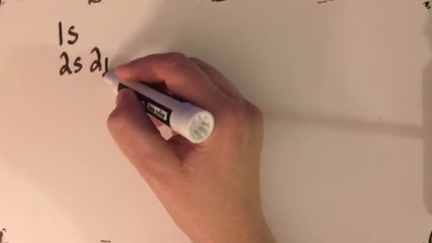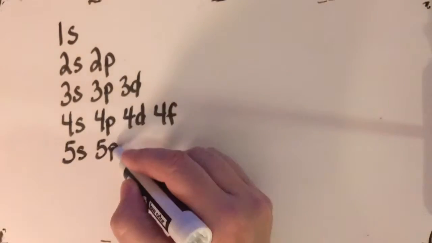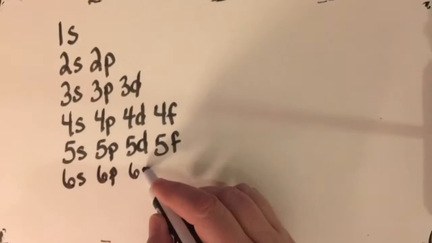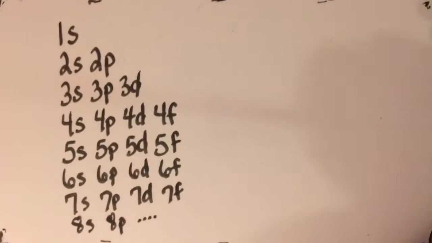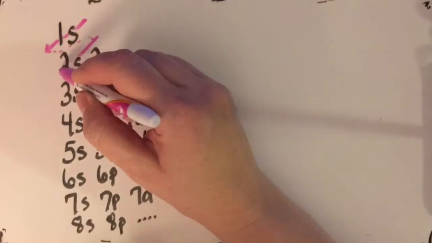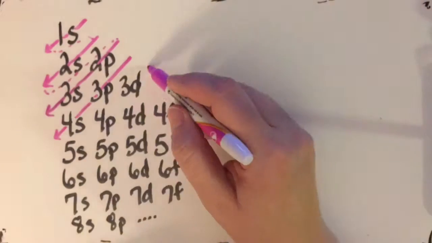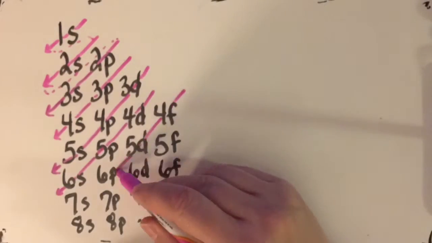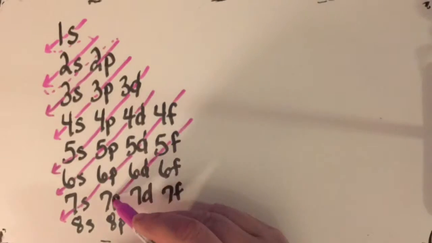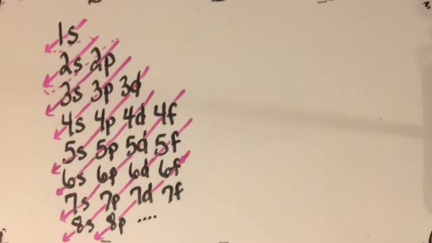Next, we learn how to draw the diagram that shows the order in which the orbitals fill. First energy level has only s, second has s and p, third has s, p, d, and so forth. Then we add diagonal lines down from the upper right to the lower left to show the order in which we will fill the orbitals. To use this diagram, you simply follow the diagonal lines, starting at the top and working toward the bottom.